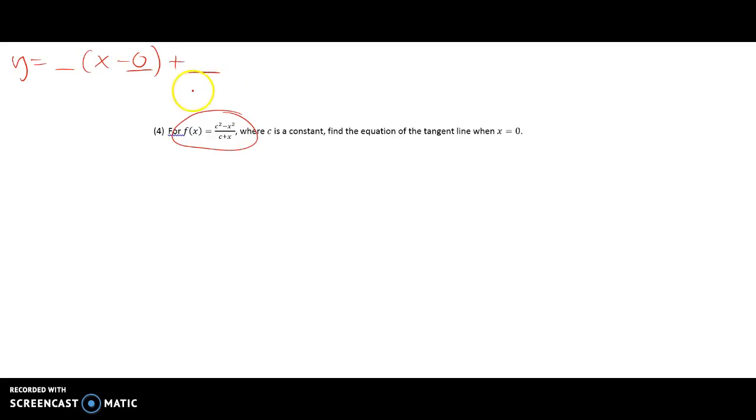Additionally, to find the y value, remember that always is just going to entail subbing into your original function for x. When I find f of 0, I get c squared minus 0 squared over c plus 0, which reduces to c squared over c, which I can go even further with and get a value of c. Sorry, that was a little yucky. That's a c. Okay.